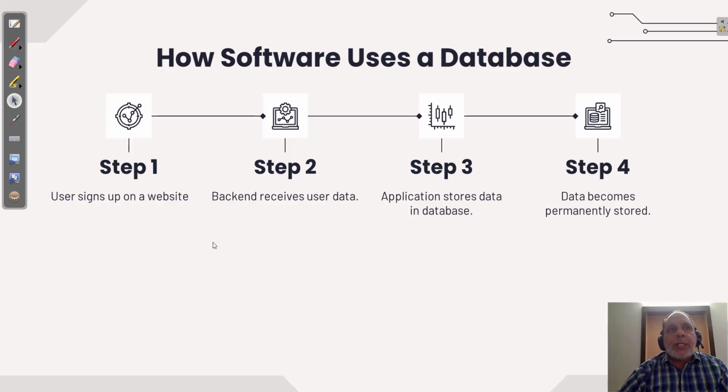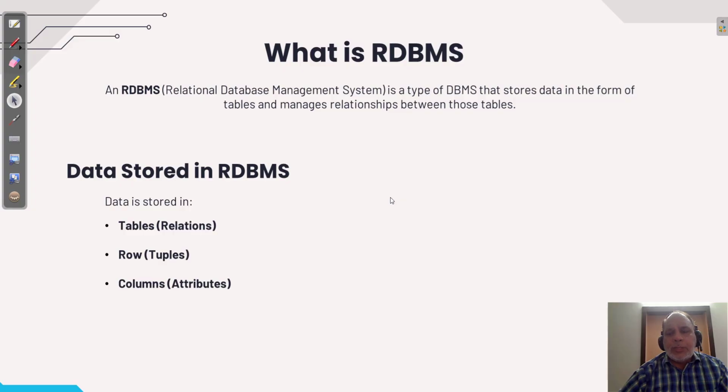How does software use the database? Step 1 is the user signing in on the website or any desktop application. The backend receives the user data from the application, the next step is that the data is stored in the database, and the fourth step is that the data becomes permanently stored. So in this way, data is stored in our database.